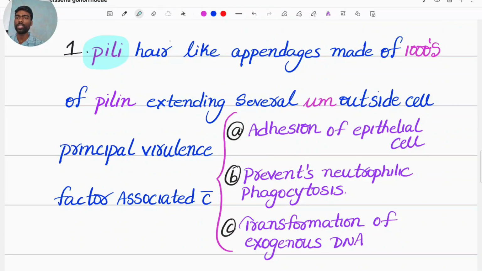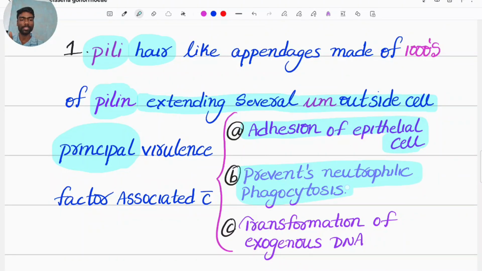First, Pili. We all know it is a hair-like appendage made of thousands of pilin, which is nothing but protein subunits. Pili extends several micrometers outside the cell. It is a principal virulence factor. First protein we are studying, Pili. It is the principal virulence factor associated with adhesion to epithelial cells. To infect a cell, it has to first attach to it and then invade it, enter it. So, first attachment, adhesion. Then it prevents neutrophilic phagocytosis. It has to evade our immune system. That means escape our immune system through preventing neutrophilic phagocytosis.